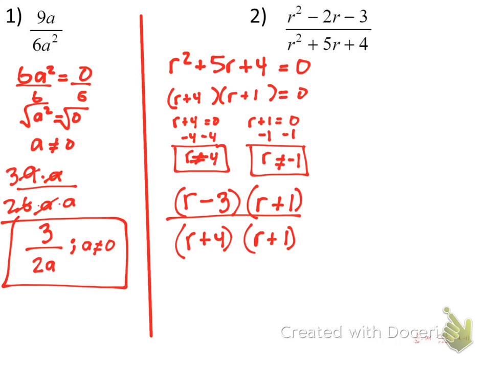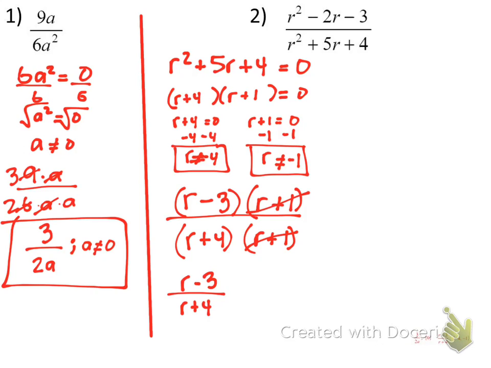Okay. Step 3, simplify. I look at my numerator and denominator. Look, I have an r plus 1 here, r plus 1 here. Okay, I'm going to cancel these two out. r minus 3 and r plus 4, these are binomials. You can't cancel these out separately, so this is what's left. My numerator is going to have r minus 3 over r plus 4.